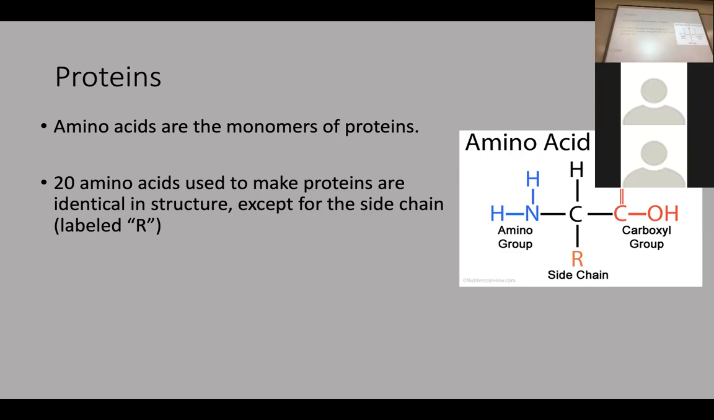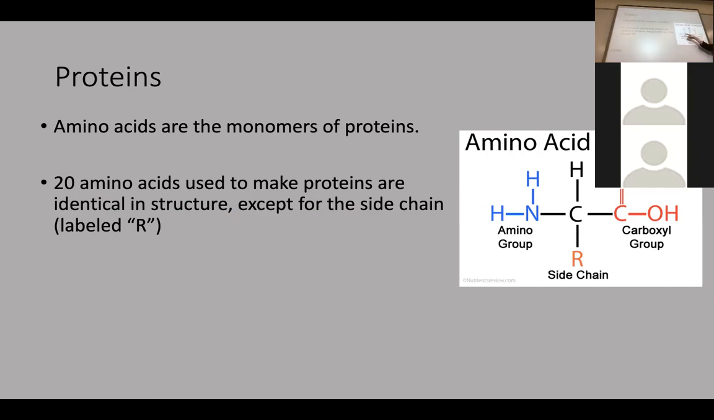Altogether, there are 20 different amino acids. The order in which they're strung together is going to determine what protein eventually results. If we look at an amino acid, they all have a really similar structure except for one piece. So this R side chain is just kind of a space holder. That's what determines what amino acid it is.